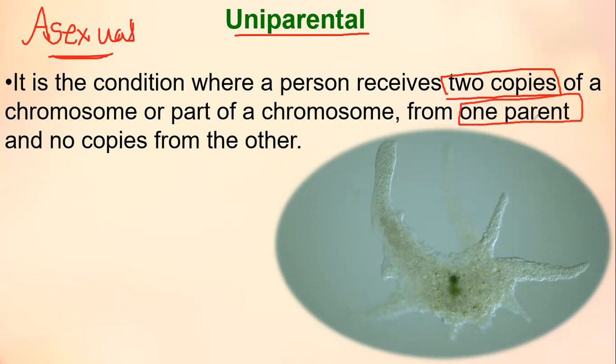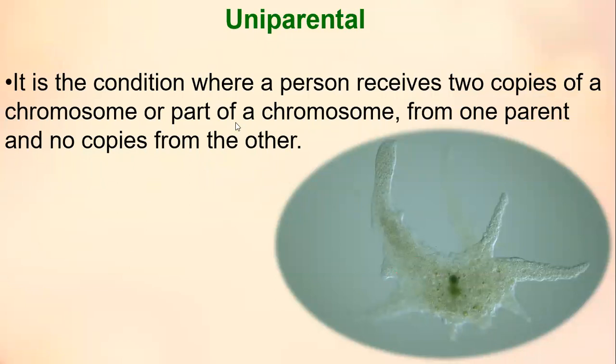The condition in which a person receives two copies of a particular chromosome or a part of a chromosome only from one parent. For example, you can see this amoeba. Clear? Only one parent is involved. Actually, here the chromosome and its part are meant for sexual reproduction. Uniparental, we generally use the term for asexual.